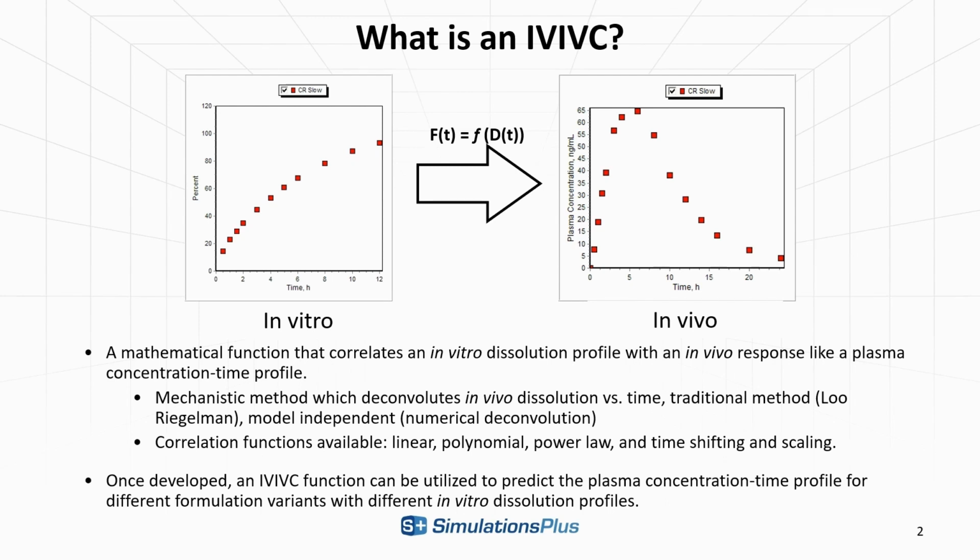Correlation functions in GastroPlus available are the linear, polynomial, power law, and time shifting and scaling methods. Once developed, an IVIVC function can be utilized to predict the plasma concentration time profile for a different formulation variant with a different in vitro dissolution profile.